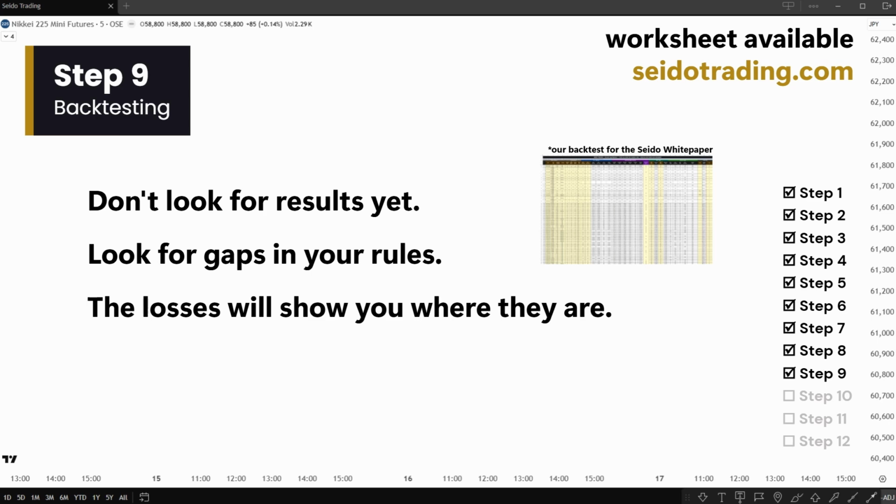And get someone to review your results. This is where a mentor or advanced trader reviewing your log can often identify gaps which you cannot see yourself.